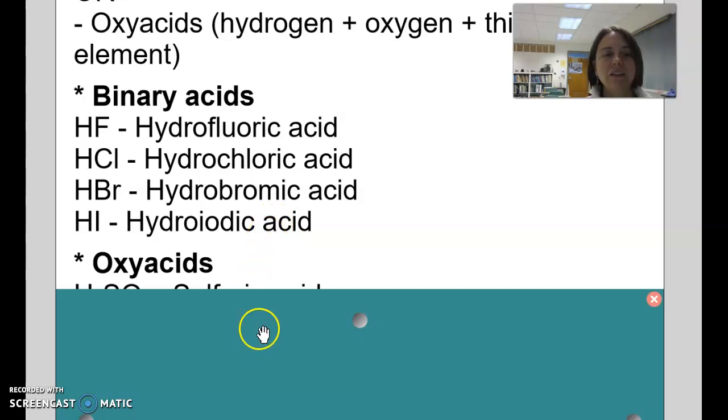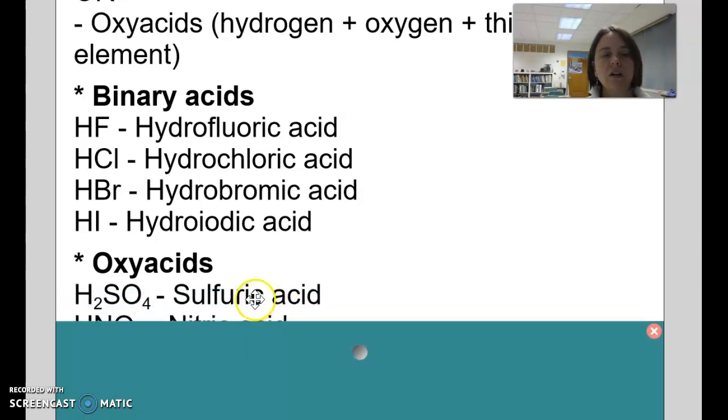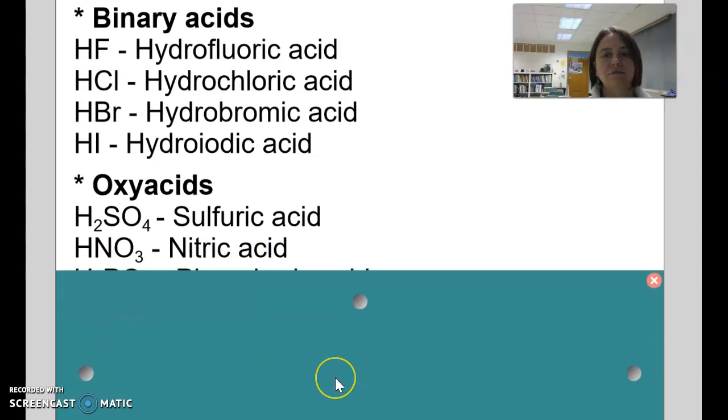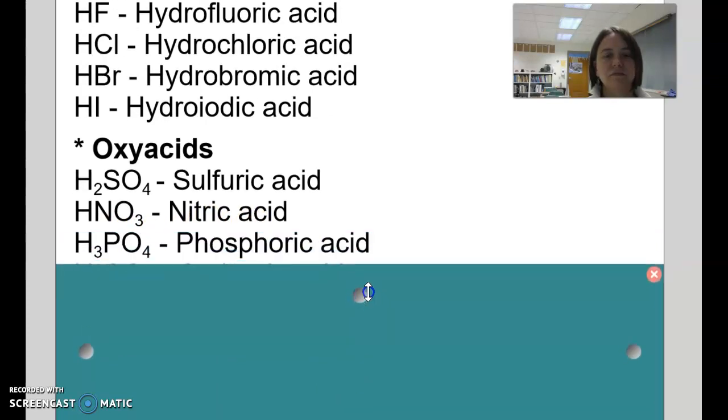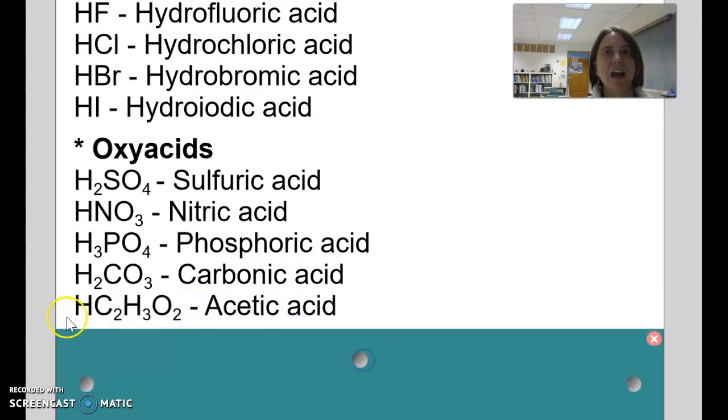And then there are some oxyacids. One of them is H2SO4. That is sulfuric acid. So you've got your hydrogen, your oxygen, and then your sulfur. Another one is HNO3, which is nitric acid. Another one is H3PO4, which is phosphoric acid. H2CO3 is carbonic acid. HC2H3O2 is acetic acid.